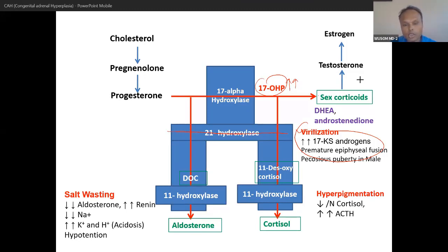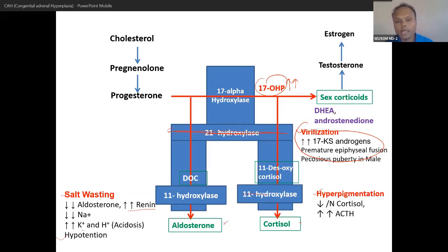Cortisol will be deficient. So what will be the presentation related to this deficiency? I am focusing on this because this is the most important. The presentation related to the deficiency of this and this, both are deficient: this will lead to hyperpigmentation. And then here, because of this deficiency, there will be salt wasting: low aldosterone, high renin, low sodium, high potassium, acidosis, and hypotension.